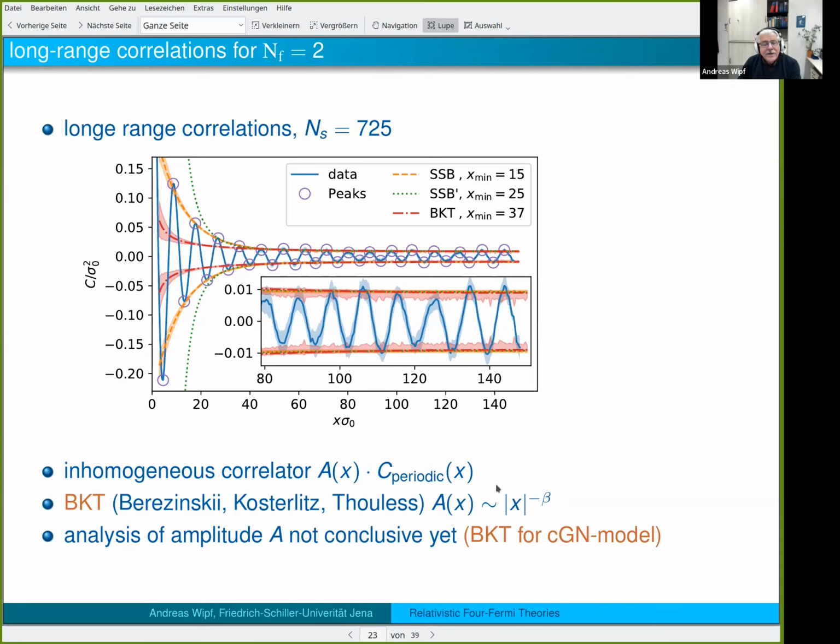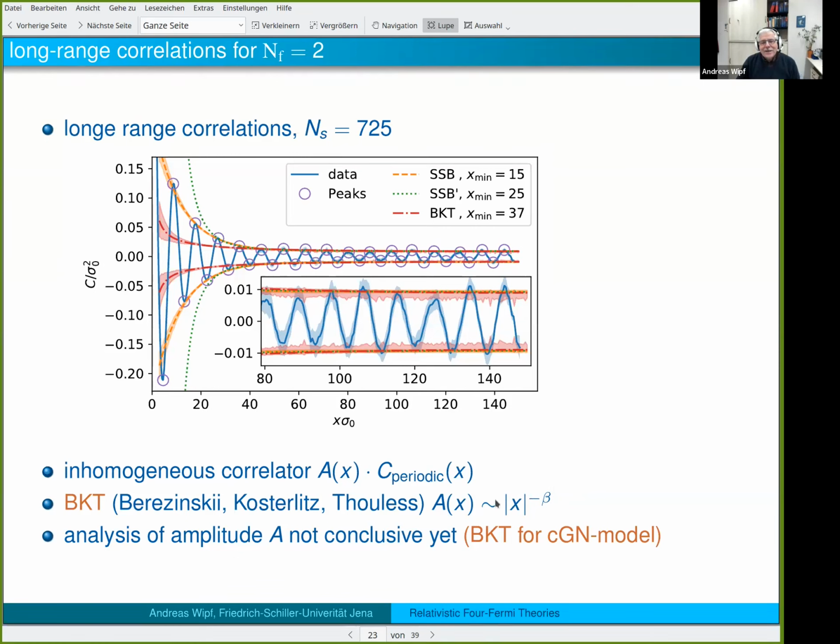And actually, we also went to these huge lattices. The analysis was not conclusive. We couldn't really distinguish whether it's a BKT phase or whether it's really a crystal. Now, from other analytic calculations, we know that it is a BKT phase.